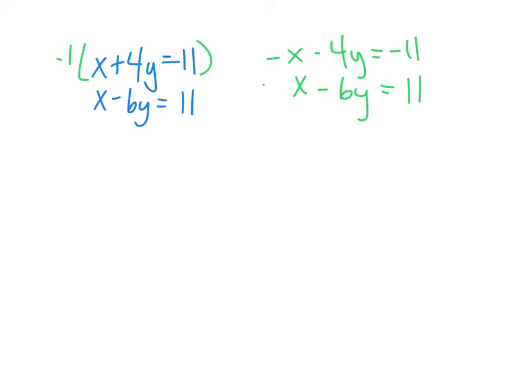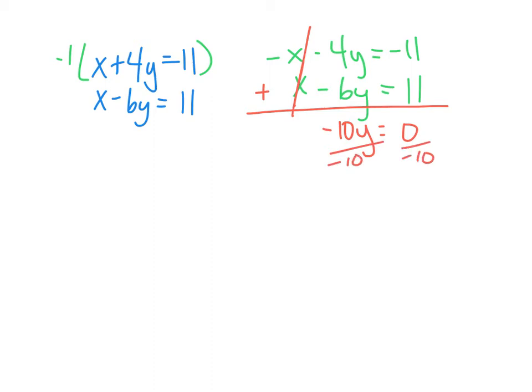So I'm going to add those two equations together. Negative x plus x makes 0, so my x's are canceling out. Negative 4 plus negative 6 is negative 10y. And negative 11 plus 11 is 0. Divide by the negative 10, and I get y equals 0. It's okay to get 0 as an answer. That happens sometimes. 0 divided by something is 0.